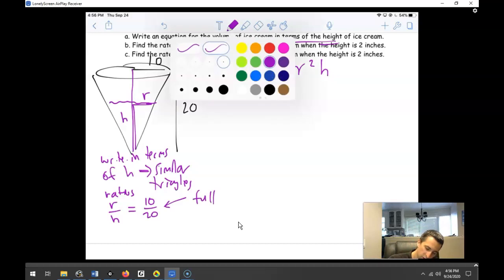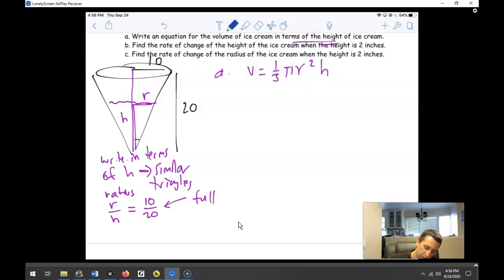So this is the ratio when it's full, but it has that same ratio no matter what. And we know these triangles are similar, right? Because they have the same angles along the bottom. So that ratio of radius to height when it's partly full is the same as when it's all full. So r over h is just 1/2, which tells me r is just 1/2 times h. I just multiply that to the other side.